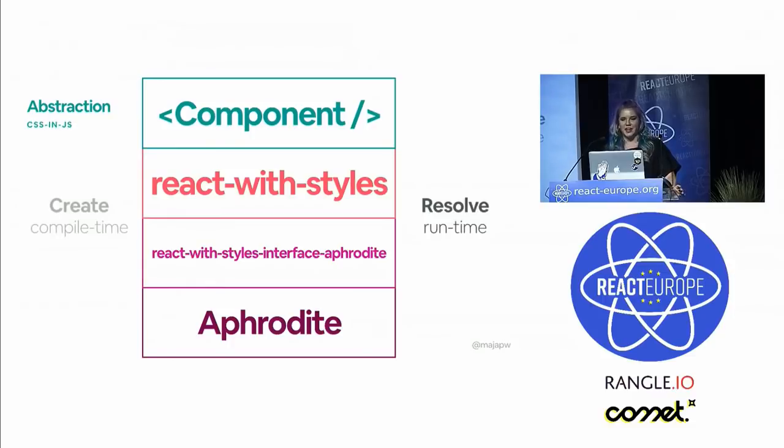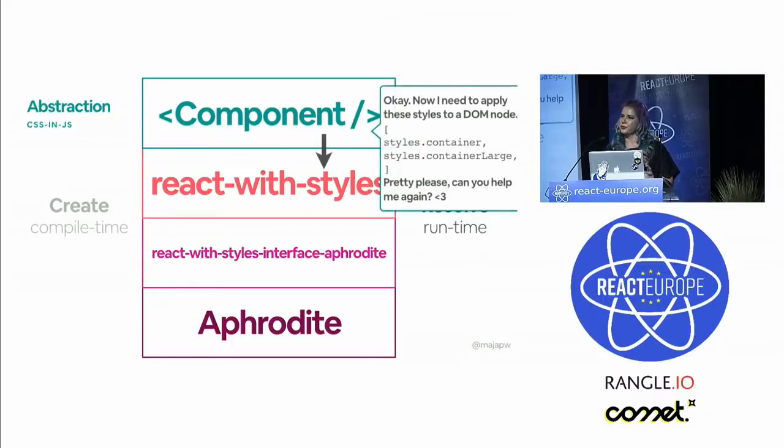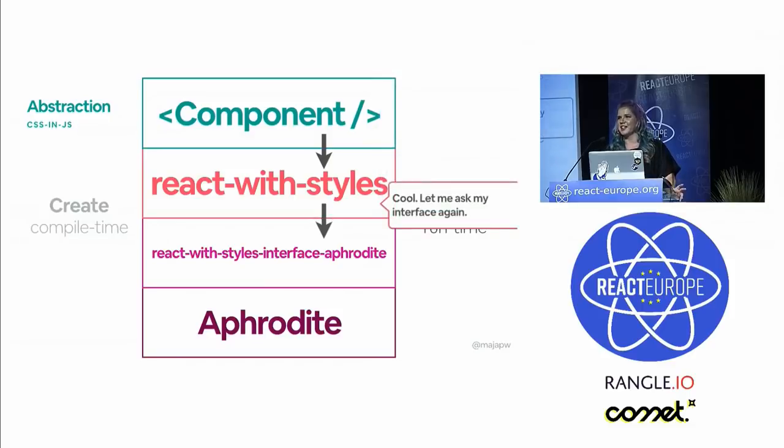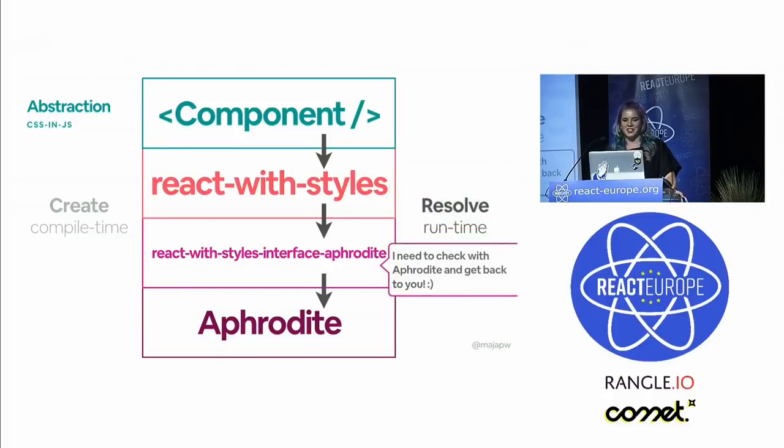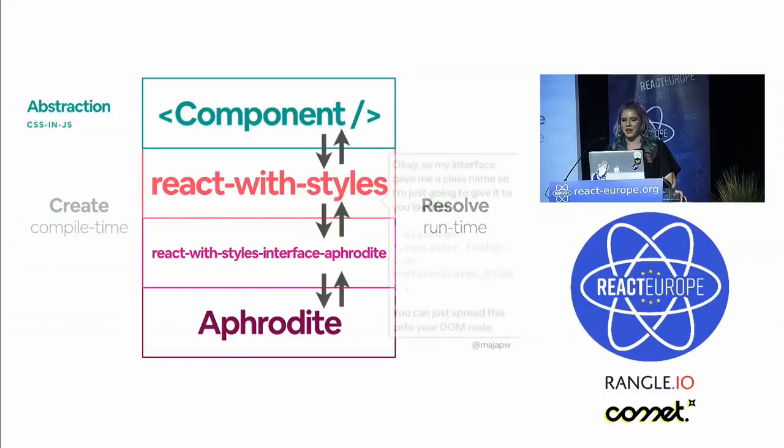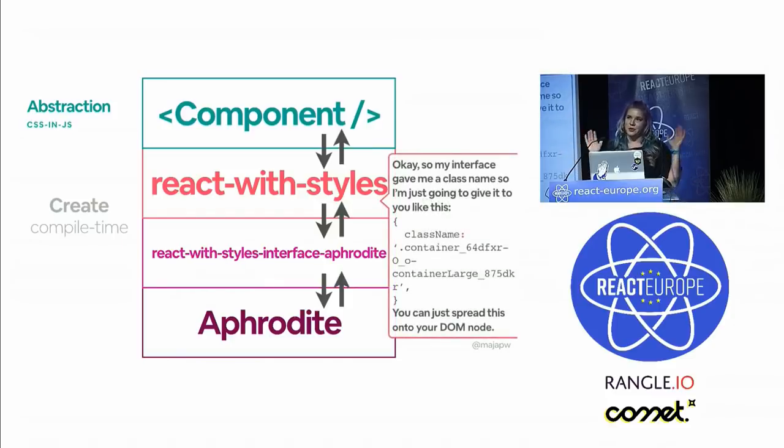On the resolve side, again, if we're trying to pass in an array of various styles to put on a DOM node, React with Styles, kind of dumb, doesn't really know how to do anything, just asks the interface. Interface talks to Aphrodite, and we get some stuff passed back up the tree that we can now spread onto our DOM node. This is important because React with Styles isn't married to inline styles or class names in particular. It just gets back an object, and the DOM node just takes whatever's in there and puts it on it.